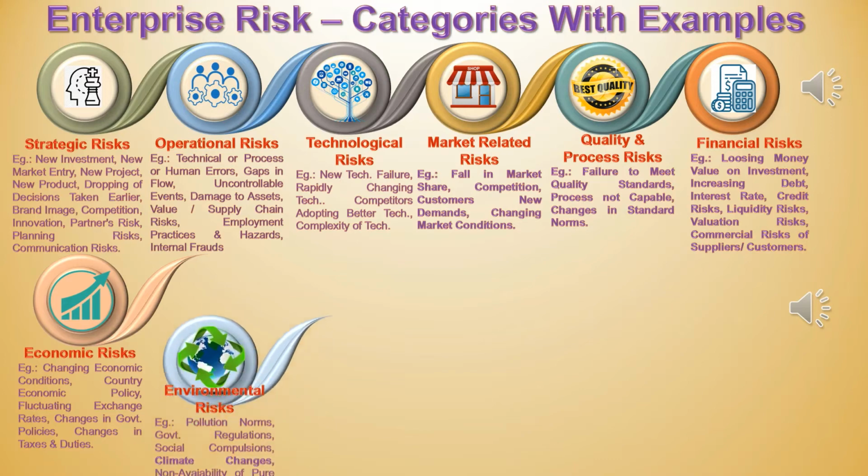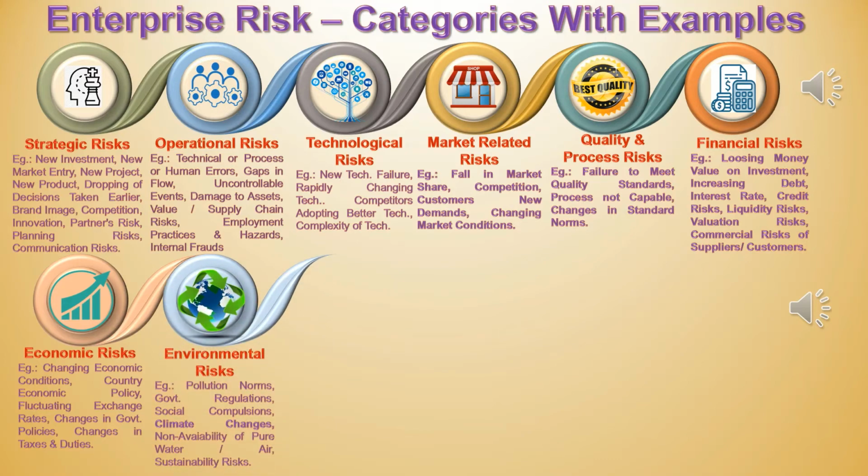Environmental risks. Environmental risks means risks concerned with the protection of the natural world of land, sea, air, plants, and animals. Examples: pollution norms, government regulations, social compulsions, pollution, radiation, noise, land use patterns, work environment, and climate change, non-availability of pure water, air, sustainability risks.